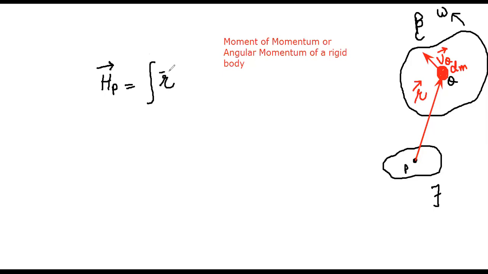the integral of the radius vector drawn from point P cross the velocity of the point Q, that is VQ, multiplied by the mass around this element, the mass around the point Q, that is dm. Once we take the integral, this gives us the total angular momentum of this rigid body about point P. That's why we're writing this as angular momentum about point P.